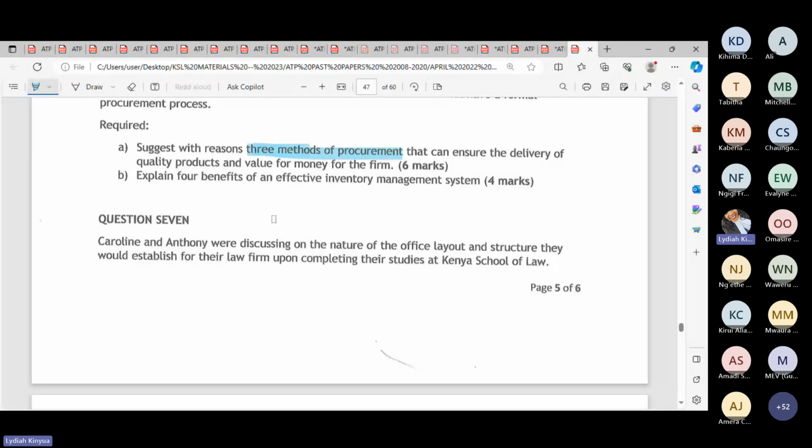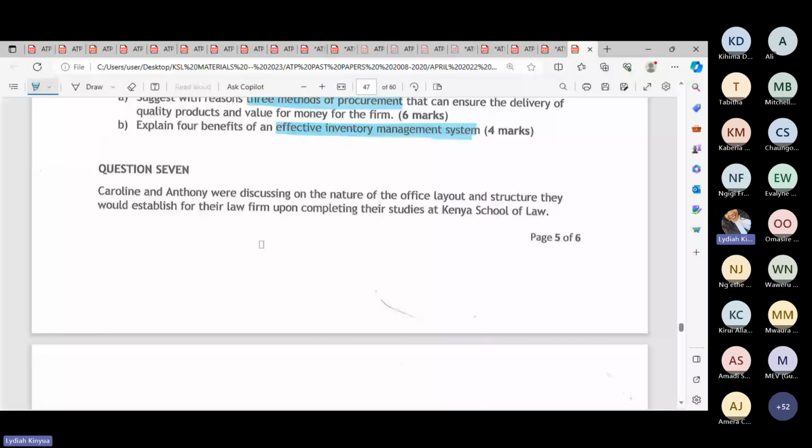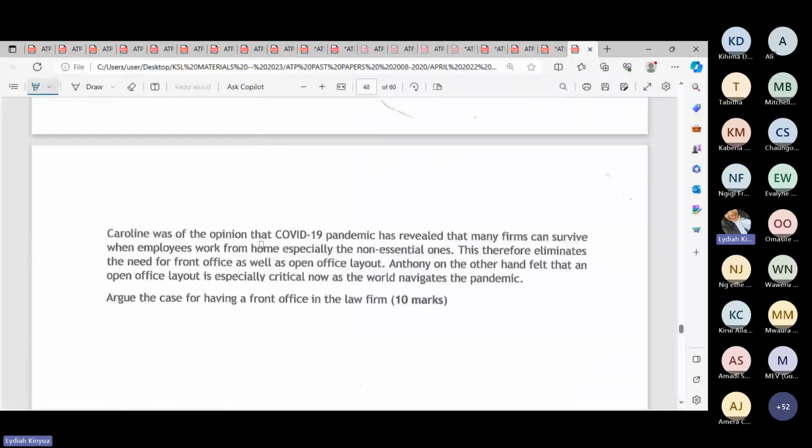You remember tendering, you remember design, you remember direct, all those ones, and then you discuss it. Why would you need an inventory management system? Why would you need to keep tracking what you're doing? Because an inventory is meant to track what you have, what you're running out of.